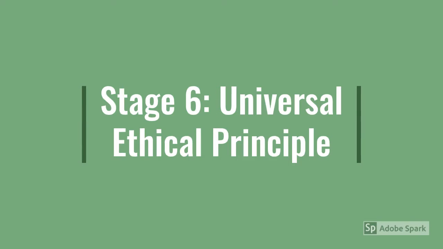The sixth and final stage is universal ethical principle. At this stage, individuals are focused on upholding principles of universal justice, fairness, and ethics. They believe in the democratic process but endorse disobeying unjust laws.